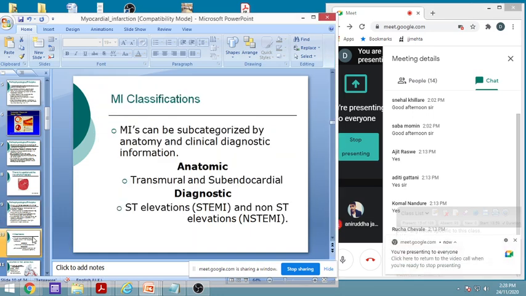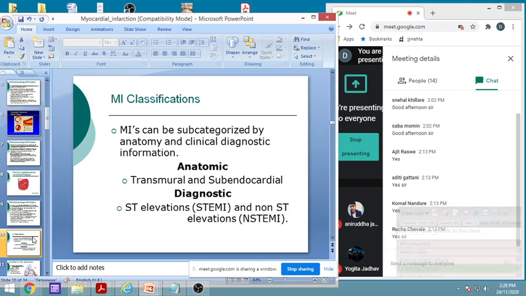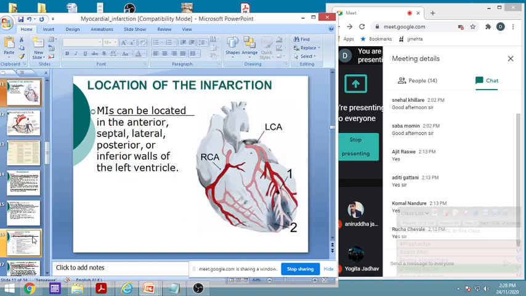Then next, we can classify it in two ways, on the basis of anatomy and clinical diagnostic information. Clinically we can call it transmural and subendocardial. We shall see one by one. And diagnostically we have classified already, I told you, STEMI and non-STEMI, where the ECG shows elevation of the ST segment, or there is no elevation, or rather there can be depression of the ST segment. So this we call non-ST elevation. So there are two basic ways of classification.